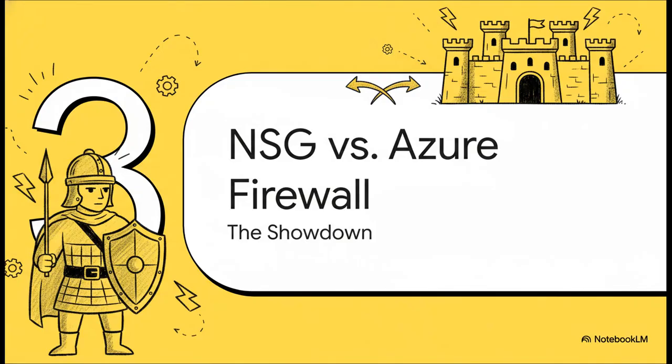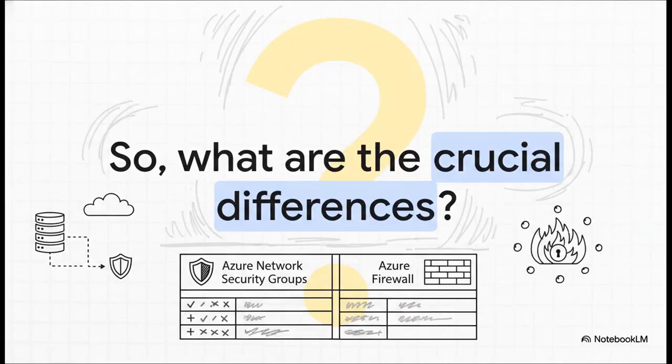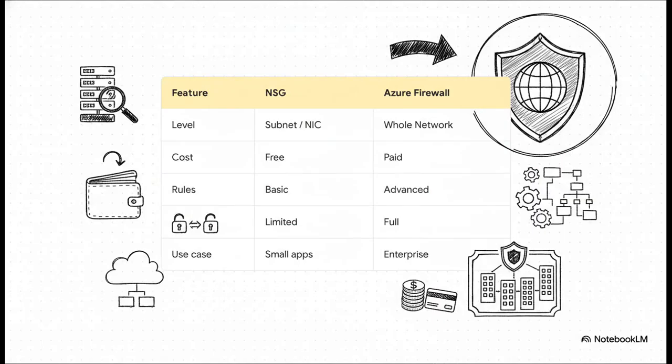All right, so you've met our two contenders. In this corner, the local guard, the NSG, and in the other corner, the central fortress, Azure Firewall. Now it's time for the main event, the head-to-head showdown. So when it comes right down to it, how do you actually decide between these two? Let's break down the most crucial differences, side by side. This table really tells the whole story.